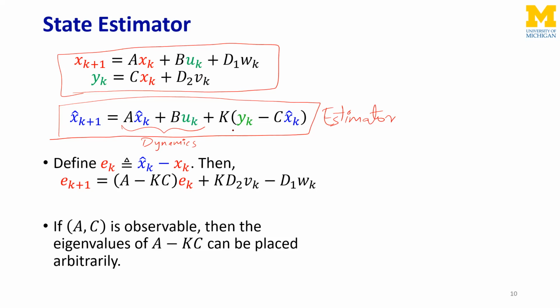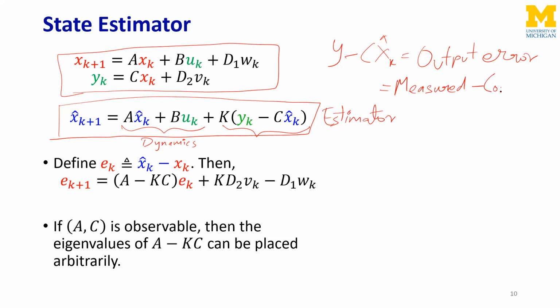Now we are also going to inject this term. What is this? This is actually the output error. This term, y minus C x hat k, is called the output error. And why is it an error? We have a measured output, and since we know that the output matrix is C, we can construct a computed output. So this is measured, and this is computed. Since we know C, and since we have x hat, we can construct this C x hat.